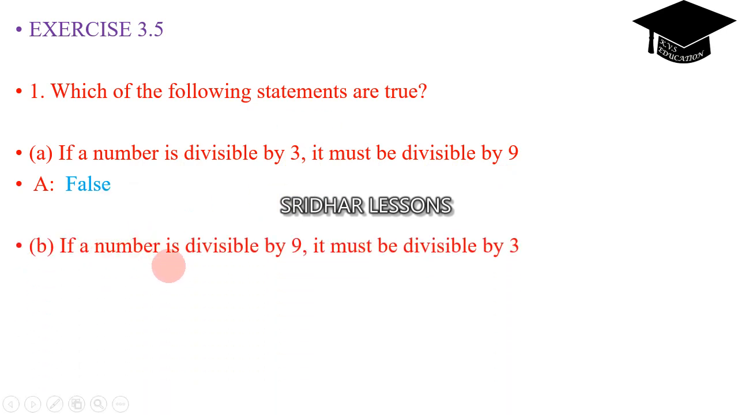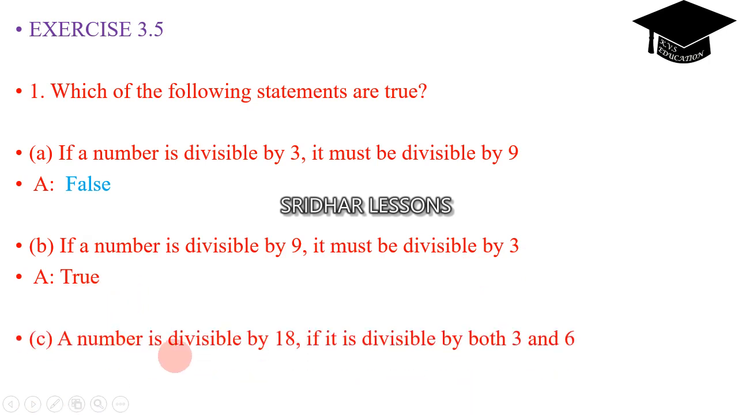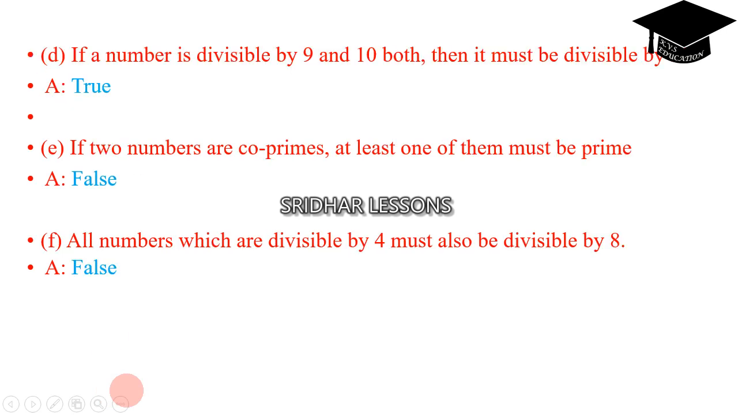If a number is divisible by 9, it must be divisible by 3. So it is true. A number is divisible by 18 if it is divisible by both 3 and 6. It is false. If a number is divisible by 9 and 10 both, then it must be divisible by 90, because 9 into 10 is 90. So it is true.